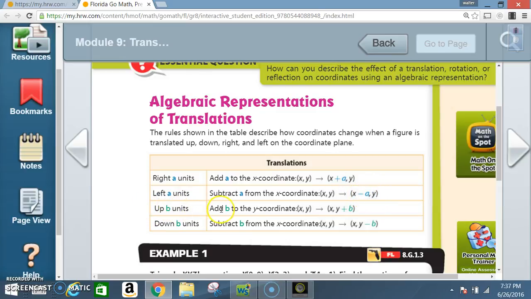Up B units: add B to the y coordinate. (x, y) becomes (x, y plus b). Down B units: subtract b from the x coordinate. (x, y) becomes (x, y minus b). They made an error here. Down B units should be subtract b from the y coordinate. So (x, y) becomes (x, y minus b). They made a small error there.